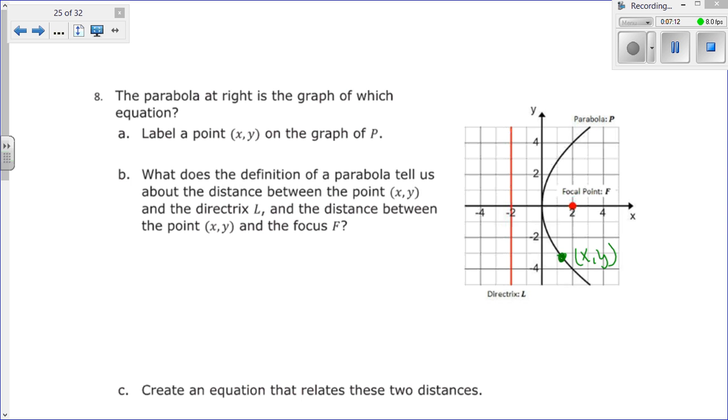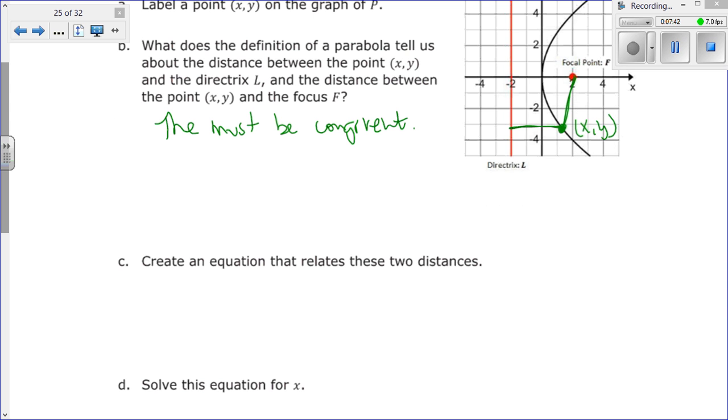And what does the definition of parabolas tell us about the distance between the point x, y and the directrix here, and the distance between the point x, y and the focus here? It says they must be congruent. So create an equation that relates these two distances.